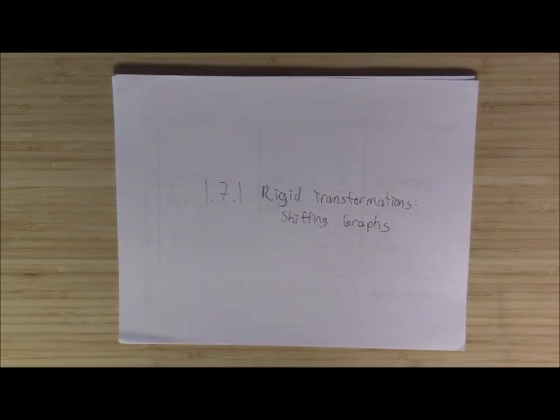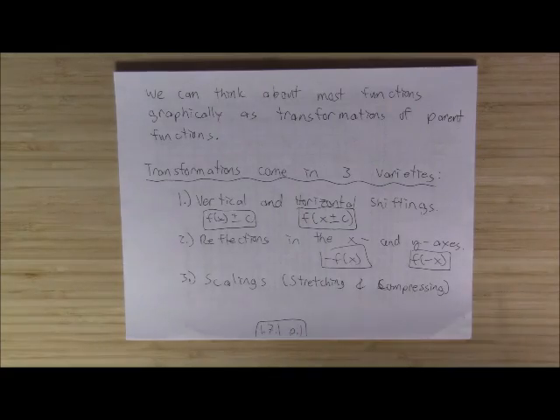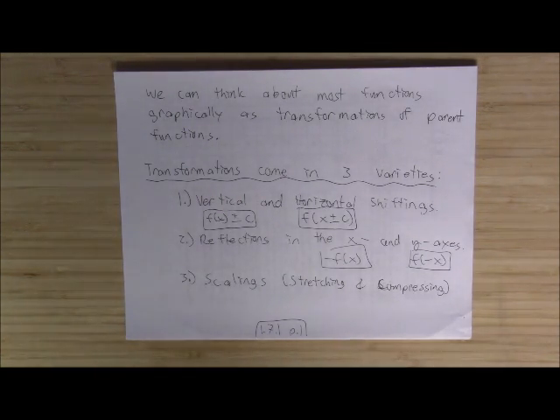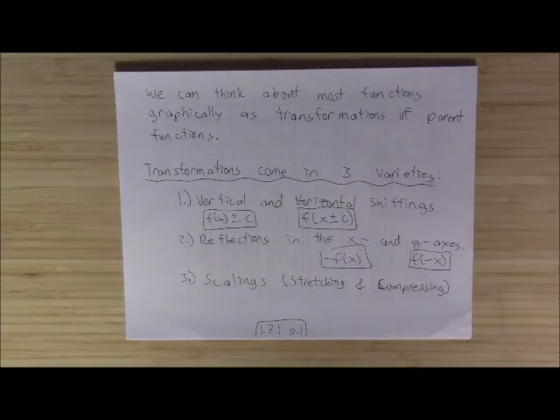In this video, we'll be starting to talk about function transformations, and first we're going to talk about one of two types of rigid transformations, which is shifting graphs. Now, as far as transformations, we can actually think of most functions graphically as transformations of those few parent functions we talked about in the last section. Namely, transformations come in three basic varieties, and we'll have a video on each of these.